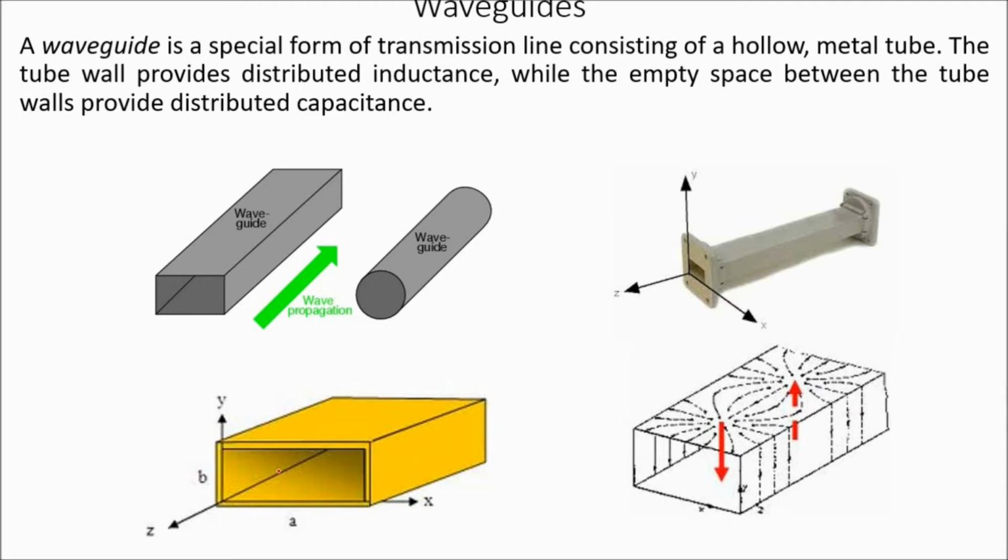Look at the pictures in the slide. You can see rectangular waveguide and circular waveguides. The dimension of a rectangular waveguide is written as a times b. You also can see the field distributions in a rectangular waveguide in this figure. The red arrow shows the electric field and the dotted loops show the magnetic fields.